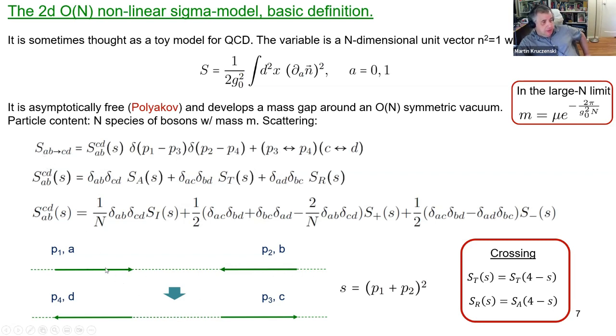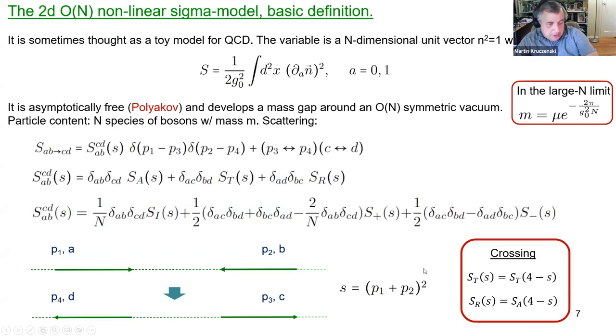and you can compute the scattering in 2 dimensions where 2 particles collide and they can go through, or they can be reflected, or they can be annihilated. And there are 3 functions of the center of mass energy, the Mandelstam variable, the only one you have in 2 dimensions, that give you the amplitude for annihilation, transmission, or reflection.